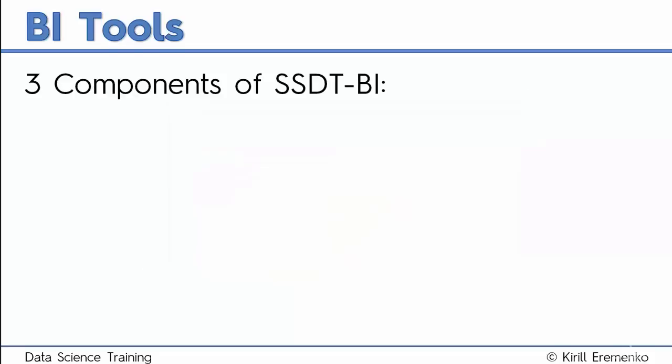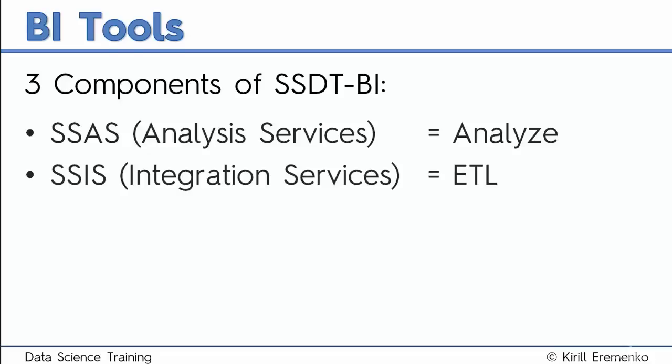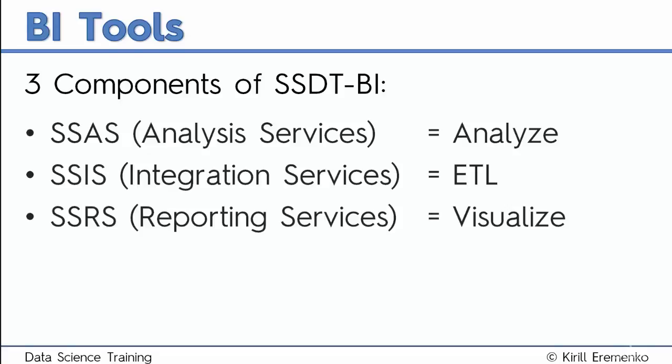The three components of SSDT-BI. SSAS is the analysis services and it's used for analyzing data. SSIS is the integration services and it's used for the ETL process. And SSRS is the reporting services and it's used for visualizing data. The components are listed in alphabetical order. Let's put them onto our diagram so it all makes more sense.